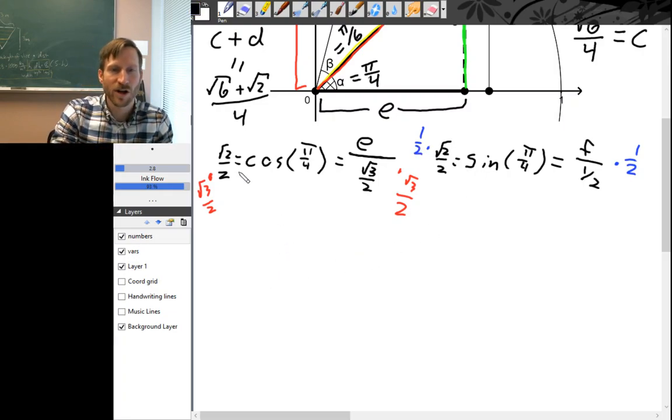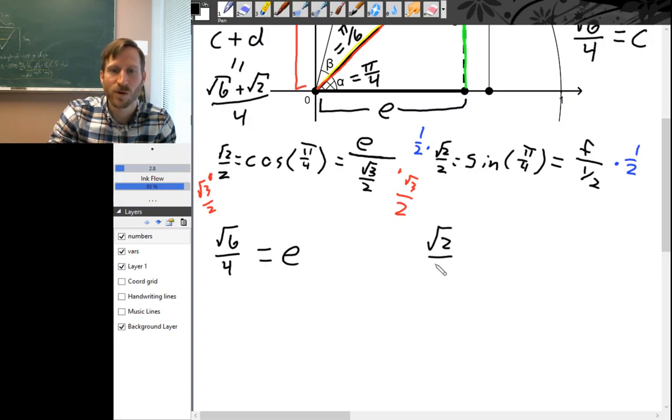Okay, so on our cosine equation, we get on the left-hand side root 6 over 4 equals, and on the right-hand side, just e. Okay, and then in our sine equation, on the left-hand side, we get root 2 over 4. And on the right-hand side, the 1/2s cancel, and we just get f. Okay, so how do we combine e and f?